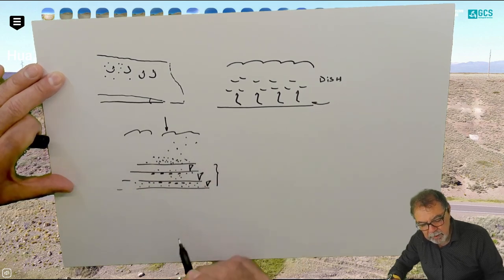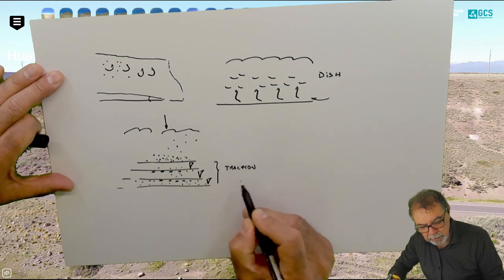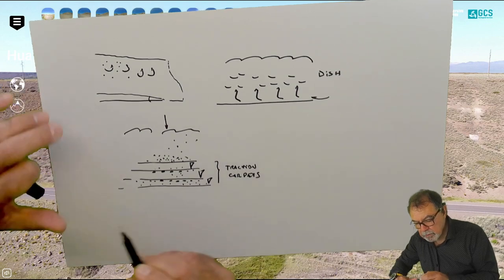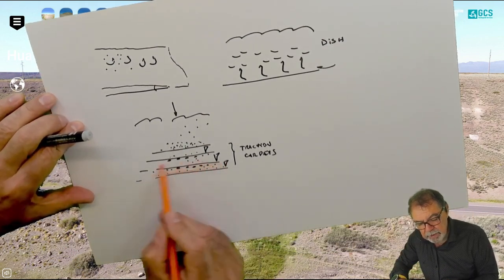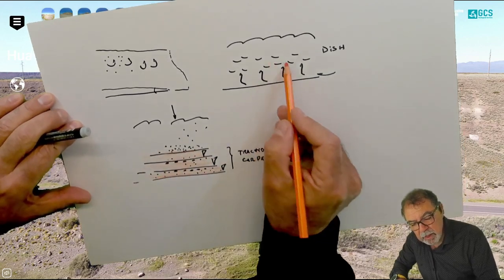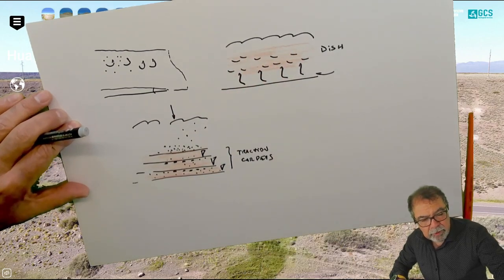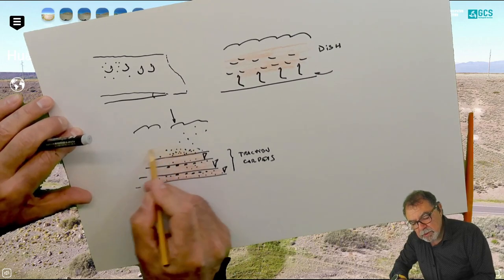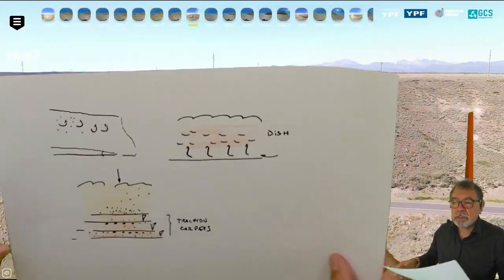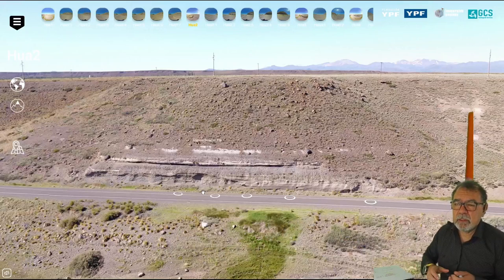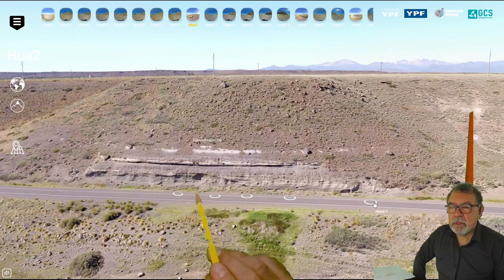and due to grain-to-grain interaction you have this lower part in which you have traction carpets. So traction carpets and massive sandstone with dish structures are typical features that allow the recognition of deposits related to these concentrated flows. So we are going to see some examples of traction carpets here in some volcaniclastic deposits near this valley.